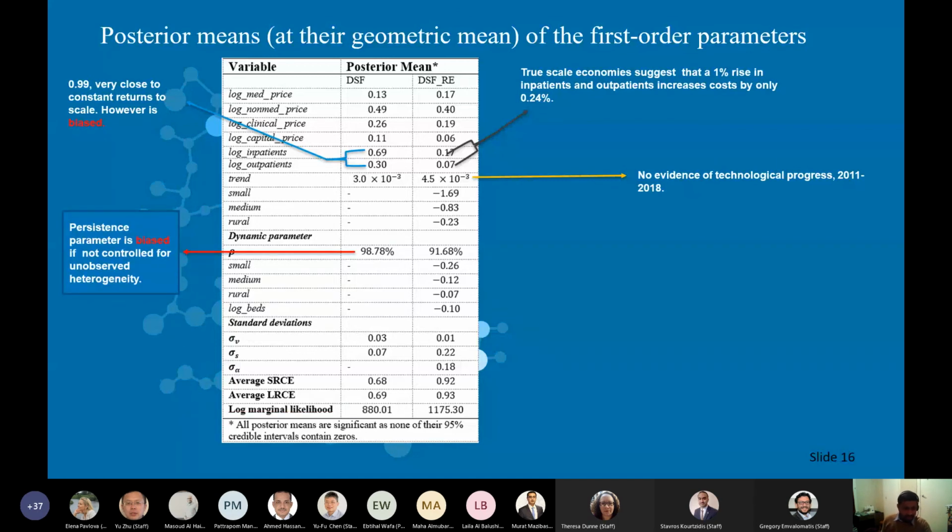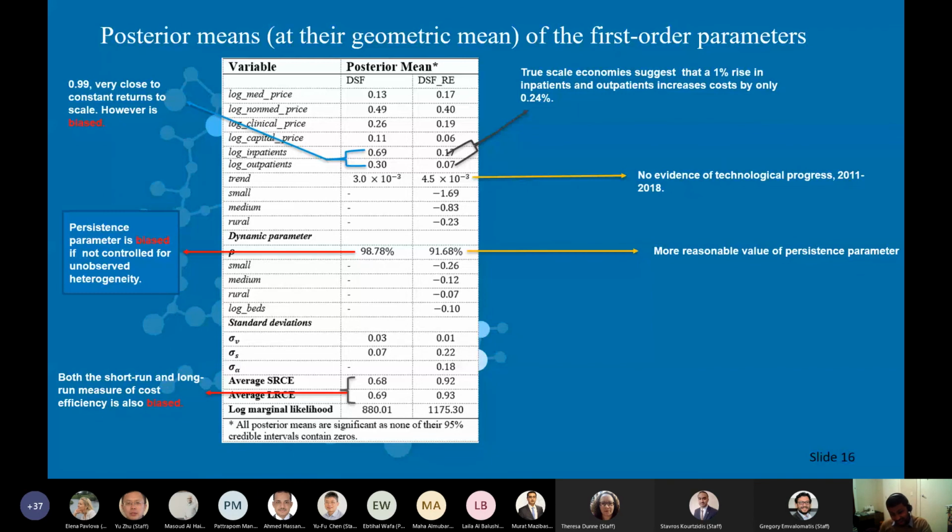Now, the persistent parameter, this is the parameter that actually controls for how much of the inefficiency gets carried on from one period to the next. Now, the biased model actually says 98.78%, which is very, very high. But when we control for unobserved heterogeneity, it drops down to something more reasonable. We're looking at somewhere around 92%. And you can also see the difference between the short run and the long run. In the biased model, it severely underestimates the efficiency. It just goes to 68% for short run and 69% for long run, but when we control for that we get more reasonable estimates, saying that, okay, well, there's a 92% efficiency rating for short run and 93% for long run.